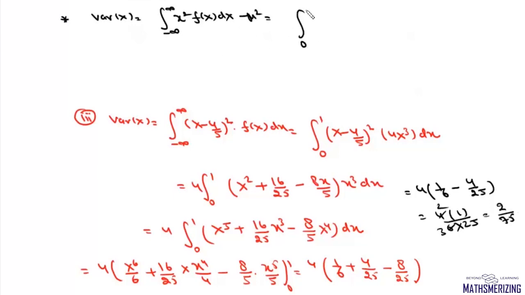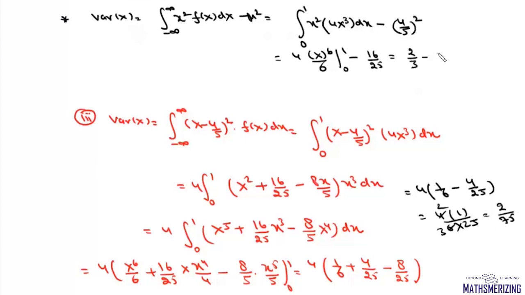So it will be this integral from 0 to 1 of x square into 4x cube dx minus mu square. And mu square in this case is (4/5) square. Now this is 4 and it is x to the power 5. X to the power 5 is x to the power 6 upon 6 from 0 to 1 minus 16 upon 25.